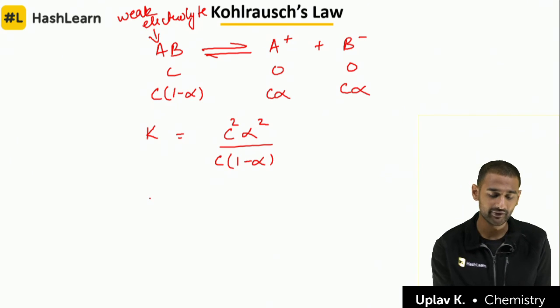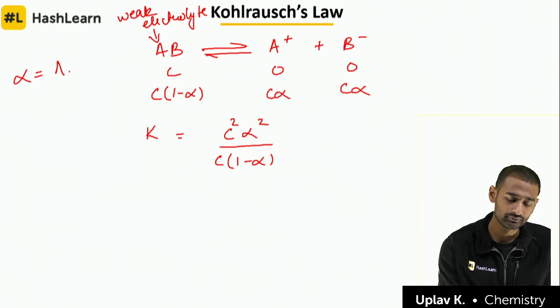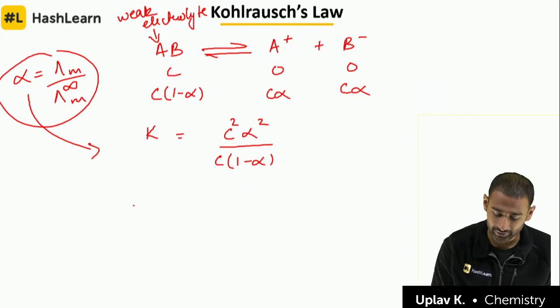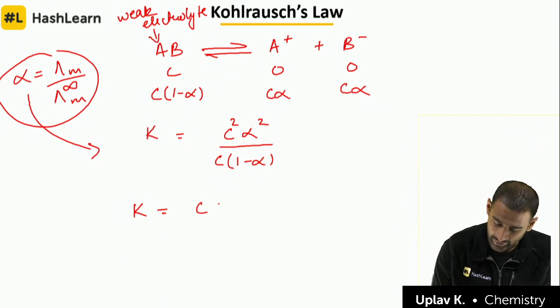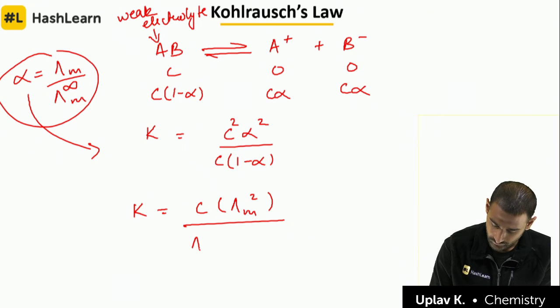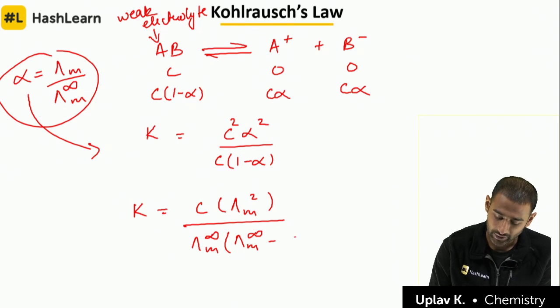Now from the previous case, I know that alpha is equal to Λm by Λm infinity, right? So if I put this value here, I will get an equation that will be K is equal to C Λm square divided by Λm infinity into Λm infinity minus Λm. ये आप खुद से भी निकाल के देख सकते हो, यही आना चाहिए आपके पास भी.